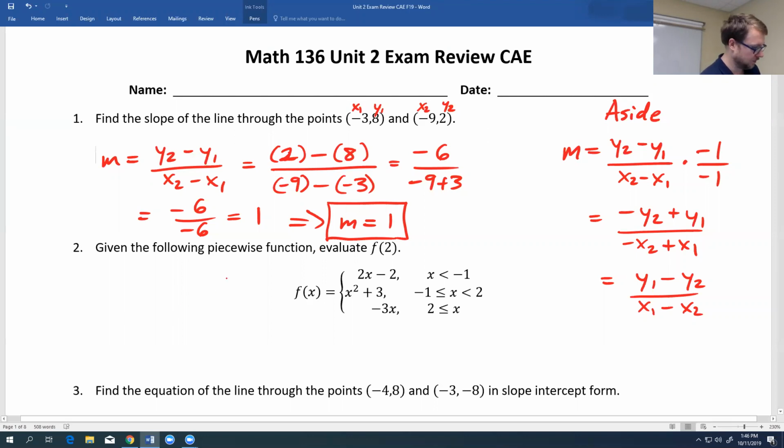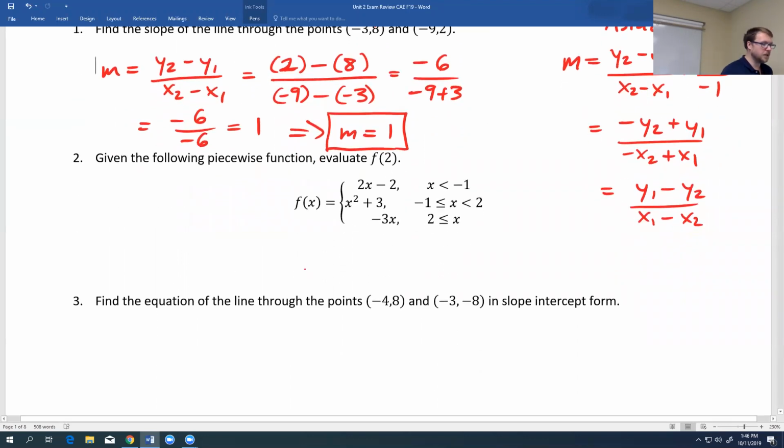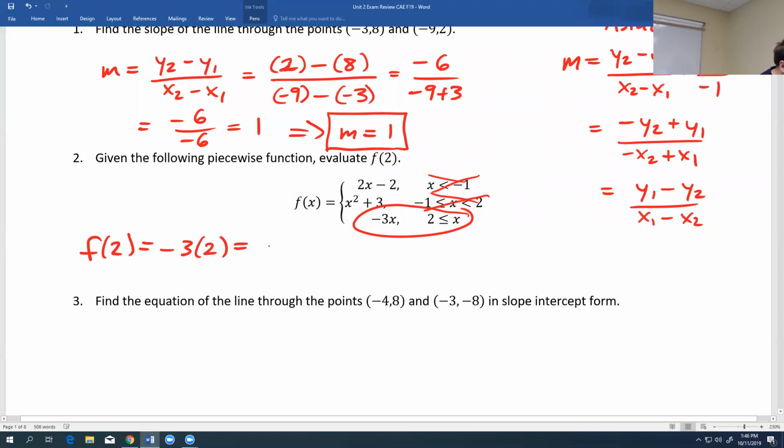All right. Given the following piecewise function, evaluate f of 2. So you're just going to go on a journey into each little domain for each piece. So I'm going to say, okay, 2. Is 2 in here? No. Is 2 in here? Well, almost, but no. So 2's in this part here. So f of 2 is going to be equal to negative 3 times 2. So I get negative 6.